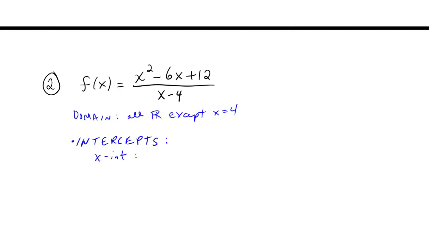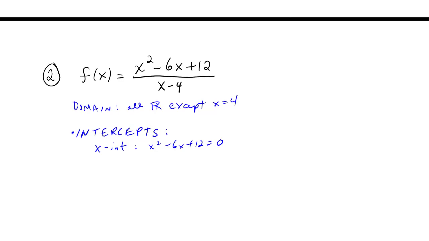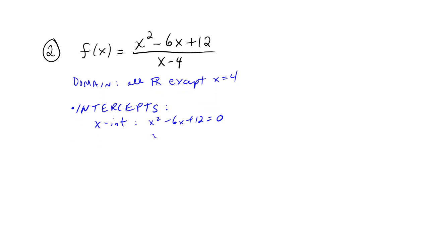For the x-intercept, we'll set y equal to 0. Well, that's only going to happen if that numerator is 0. I'm going to go ahead and use the quadratic formula here.